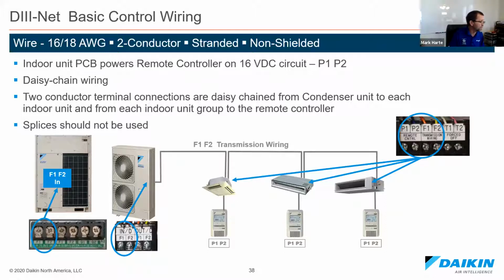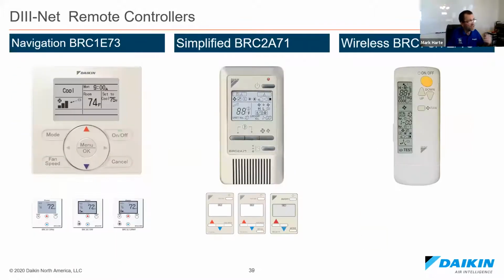Splices are bad. We don't want splices. Smooth daisy chain. The types of controllers we use: the navigation controller, the one on the left there, is probably the most popular right now. Like I said, we're coming out with newer ones, but it's very user-friendly, and there are features you can do with the simplified one. Depending on your application, it has limitations, but it's very sturdy. It's very reliable.